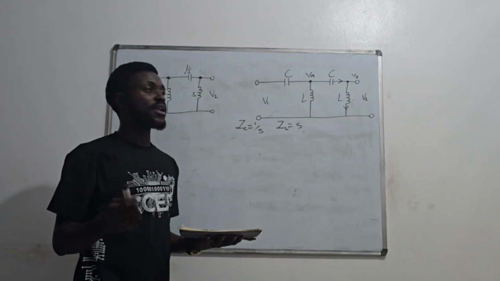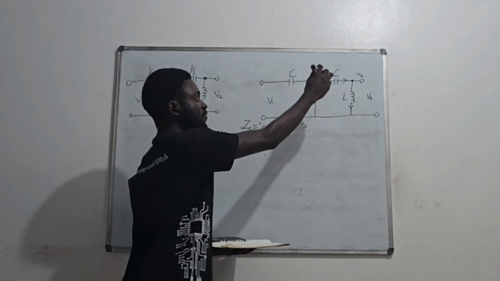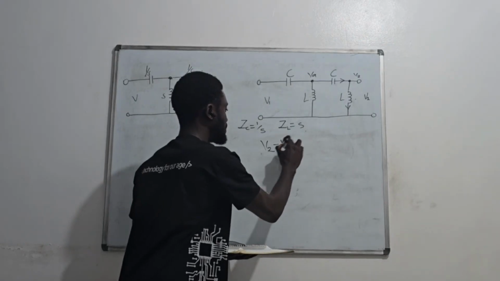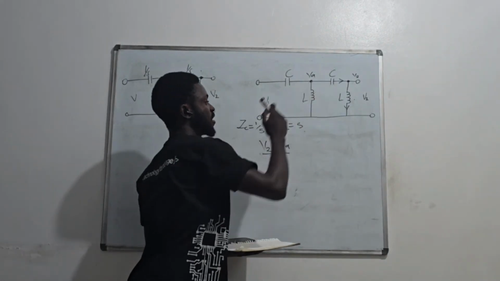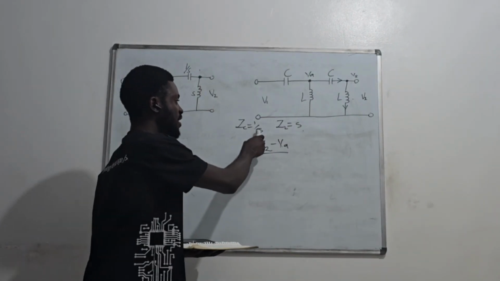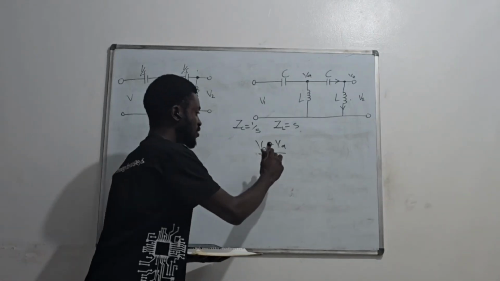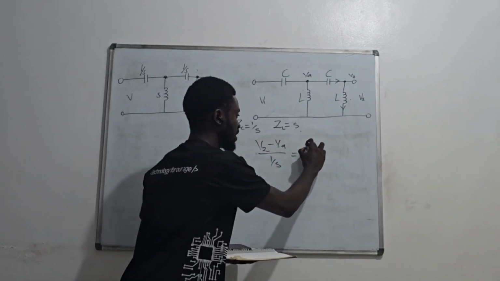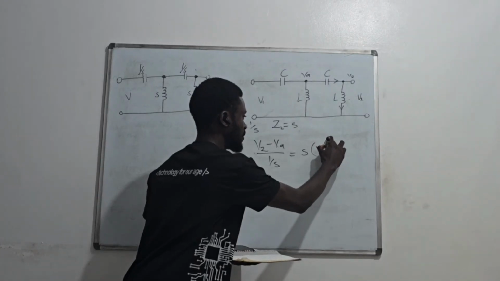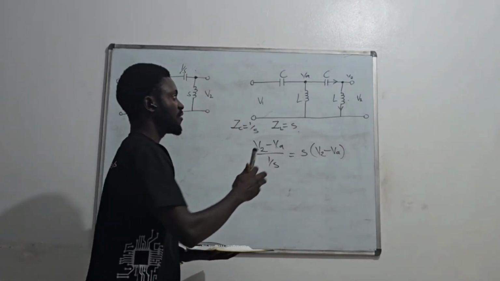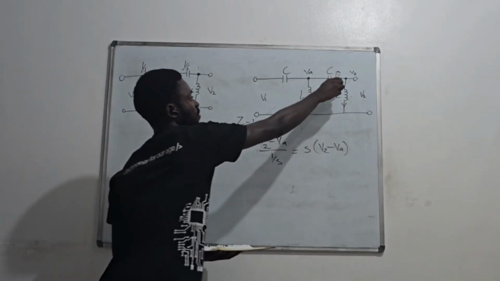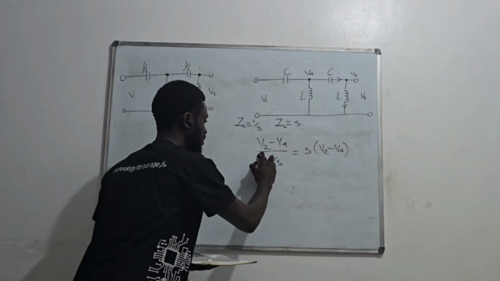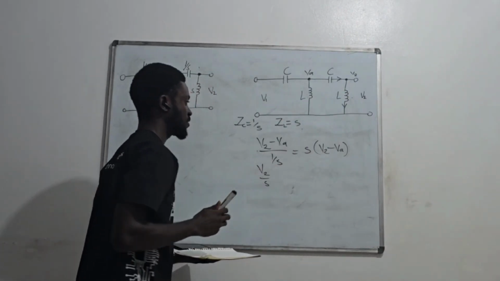By using nodal analysis, we know that the difference in voltages at the nodes over the impedance will give us the current here. But what's the impedance? The impedance here is what we established earlier, so it will be 1 over S. When you do your math, you get s(V2 - V1). That's the current here. Then the current here will just be the voltage over the impedance, which is V2 over S.